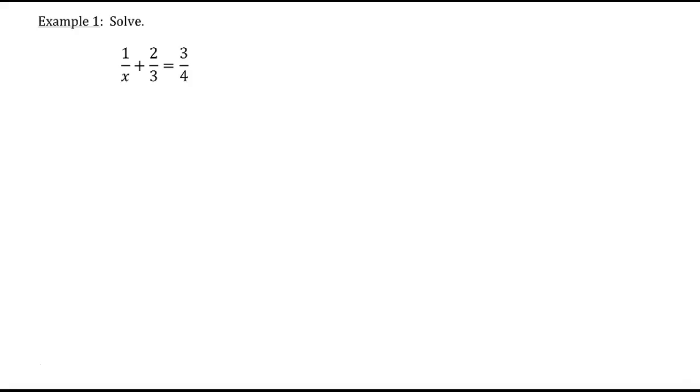When we were simplifying complex fractions, we multiplied the numerator and denominator, or each term, by the least common denominator. Here, we will multiply both sides of the equation by the least common denominator. Looking at our three denominators, x, 3, and 4, the least common denominator needs to be a multiple of all three of these. So our least common denominator is 12x.